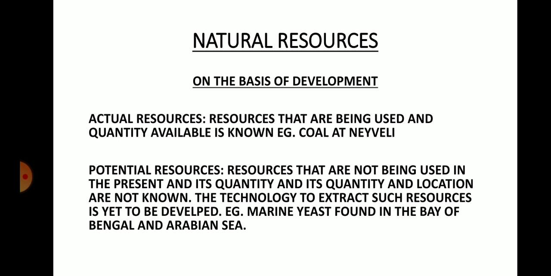They are called potential. Example, marine yeast found in the Bay of Bengal and Arabian Sea. So we have the resource, marine yeast, but we don't have the latest technology to collect it. So any resource that is available but not in current use, we call potential resources.